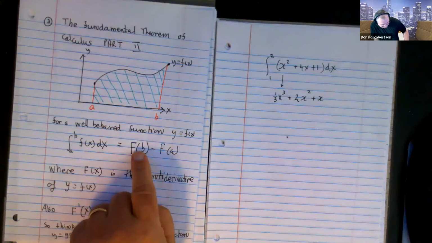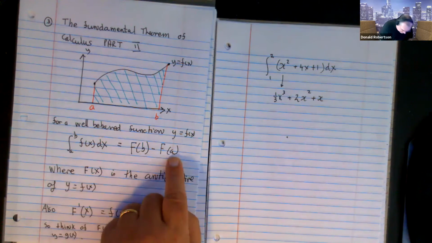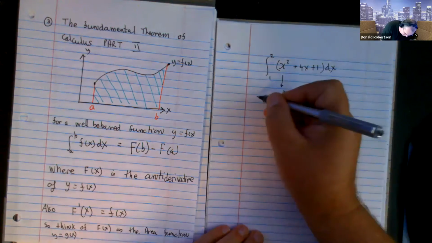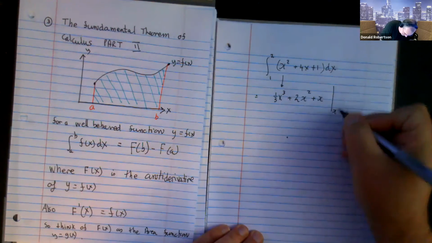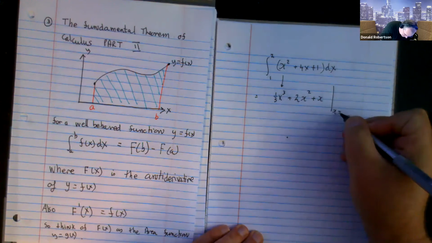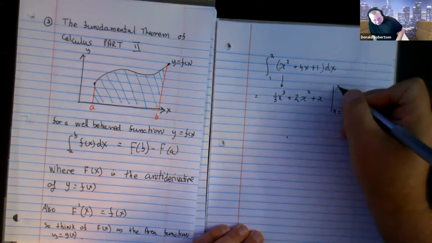Yeah. And then according to the fundamental theorem of calculus part 2, aren't we meant to evaluate the antiderivative at 2, take away the value of the antiderivative at 1? And the way that working is typically written, almost universally, is you put a big vertical line. It's just a way of setting out your working. And you put x equals 1 and x equals 2.